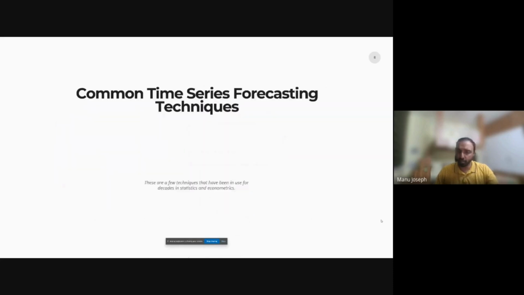And also, time series forecasting is by no means a new topic. It's been there for decades.